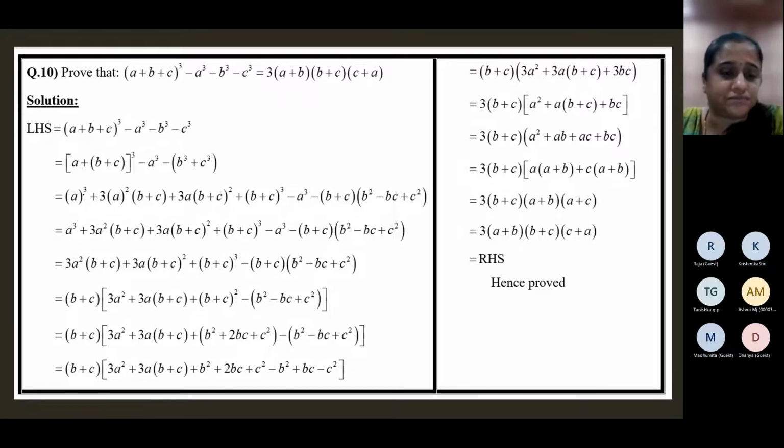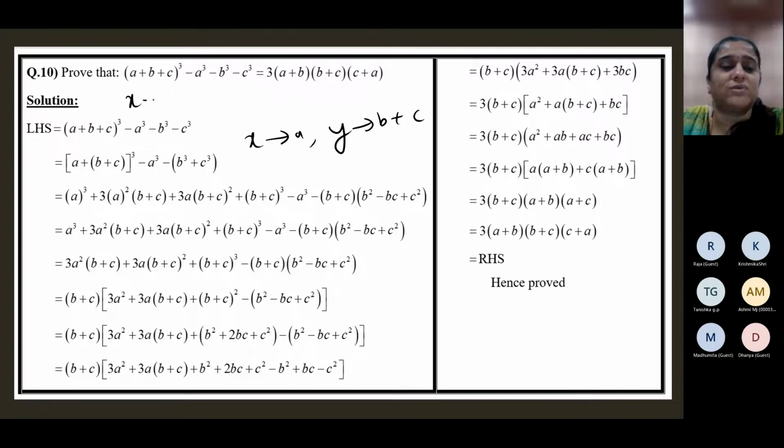Now the next step is to just expand. How do you expand? See here, this is like x plus y the whole cube. So x cubed plus 3x square y plus 3xy square plus y cubed. What is x, children? A. And what is y? B plus c.